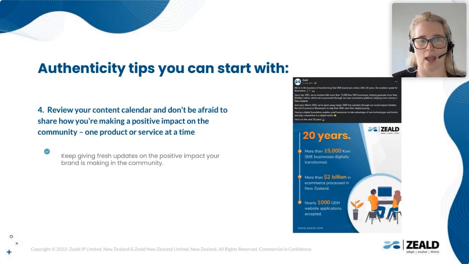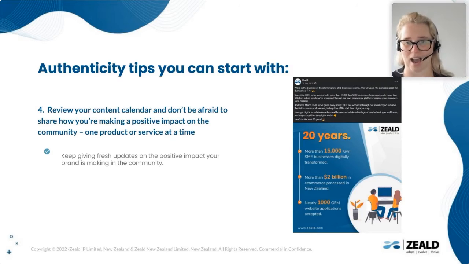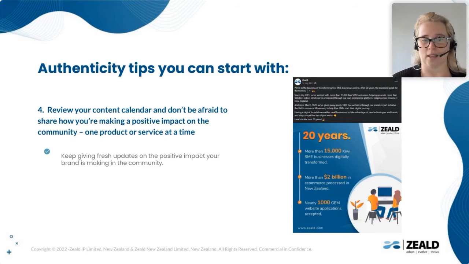Now, number 4, another one that you can start with right now is reviewing your content calendar and not being afraid to share how you're making a positive impact on the community, even if it is just one product or service at a time. Make sure that you're updating your content calendar frequently so it's up to date and still telling your story, as it changes with the decisions you've made within the company. Then provide those updates to your wider following, on your social media and your website, so you can show that positive impact your brand is making on the community.